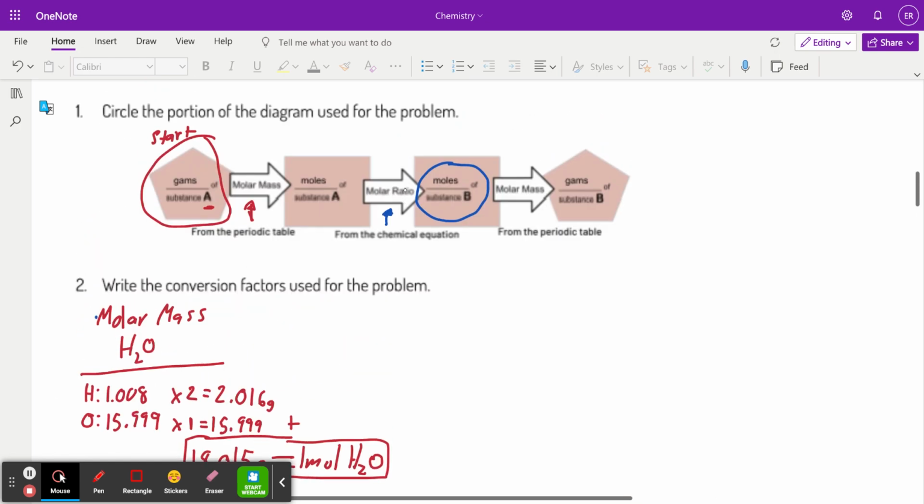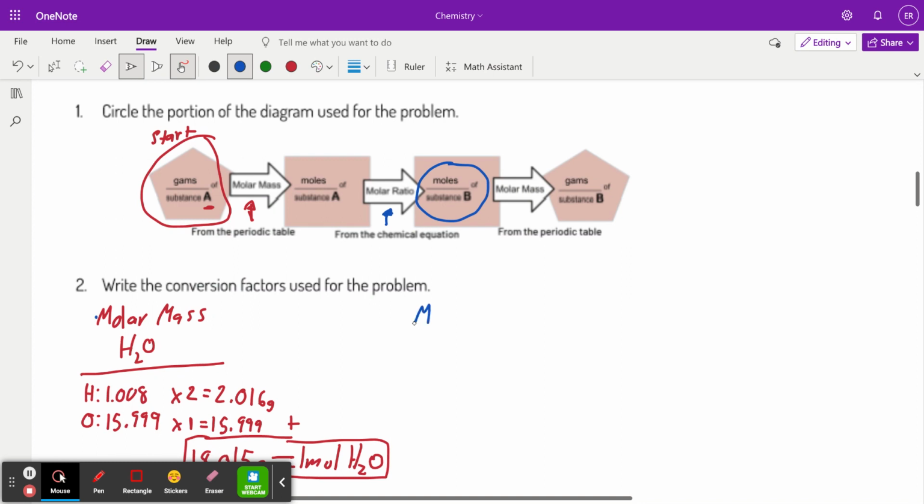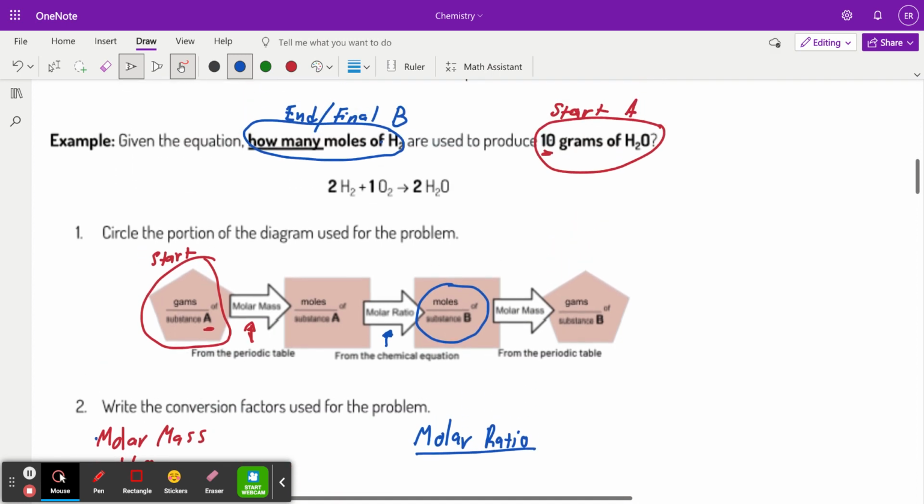The second one is going to be the molar ratio. So let's go ahead and do that. Our molar ratio, where do we get that from? If you read right here, it says from the chemical equation. So it's our balanced chemical equation. When we're looking at the molar ratio, we're going to look at our substances. We have H2O, which is this one, and H2, which is this one. That means for this problem, we're not going to care about this O2.